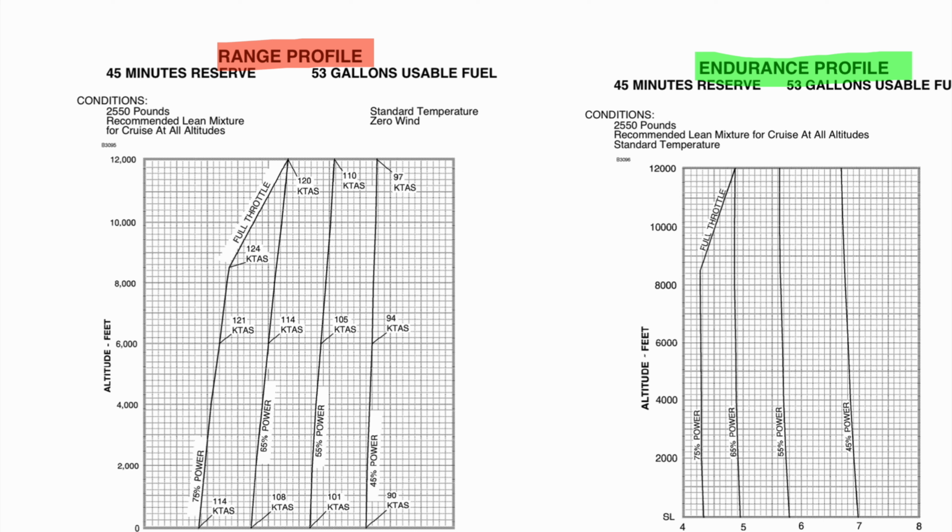So in this case, 520 nautical miles, which is pretty far. So by reducing your power, you're able to fly a little bit further. And this is an example of true airspeeds that are going to be used at that power setting.